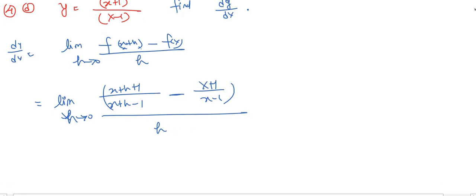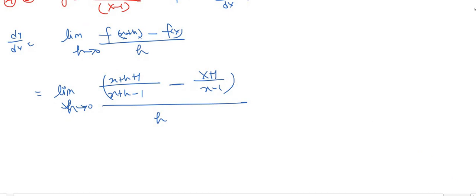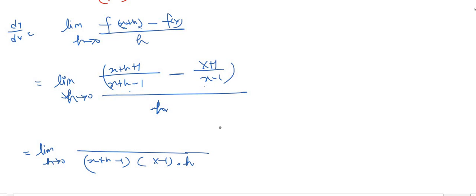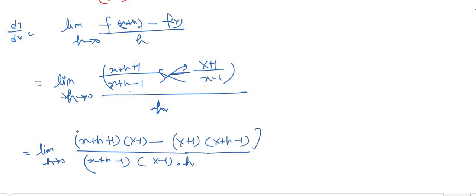Now we are ready to simplify it. Okay, just patiently we have to simplify it. Limit h tending to 0. What is the LCM of these two? So LCM will be, let me write down, x plus h minus 1, x minus 1, and this h is already in the denominator. So something in the denominator goes in the denominator, correct? Okay. So now this into this and this into this. So this will be x plus h plus 1 into x minus 1 minus x plus 1 into x plus h minus 1, correct?